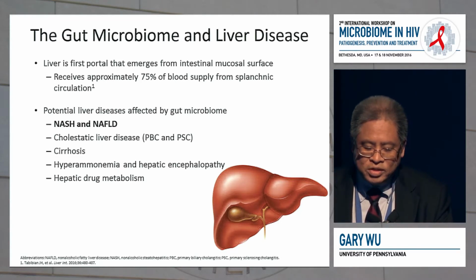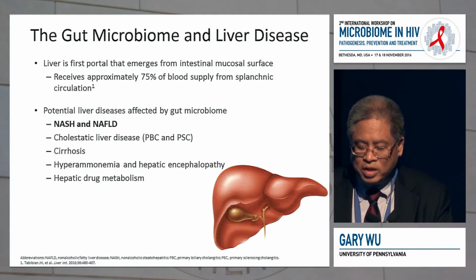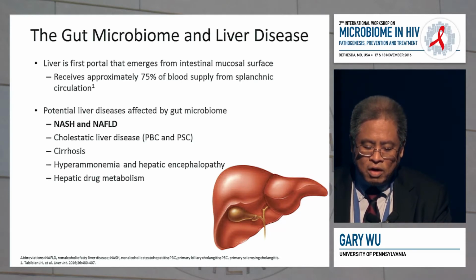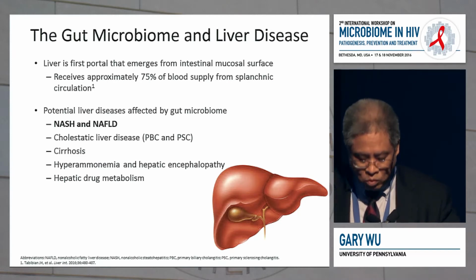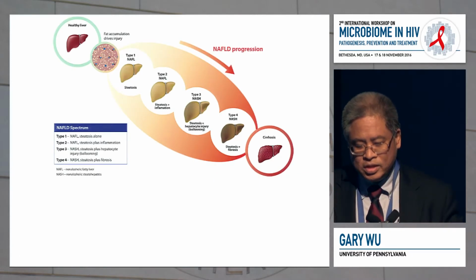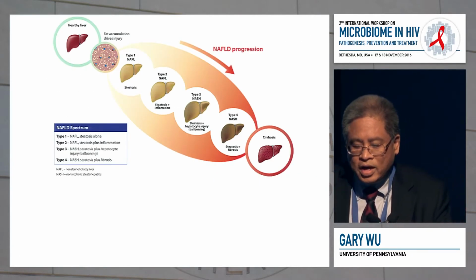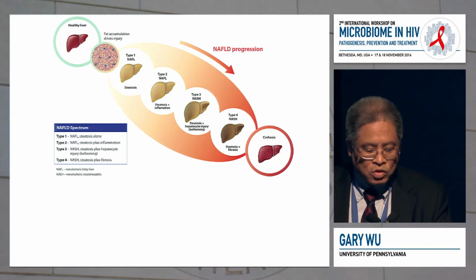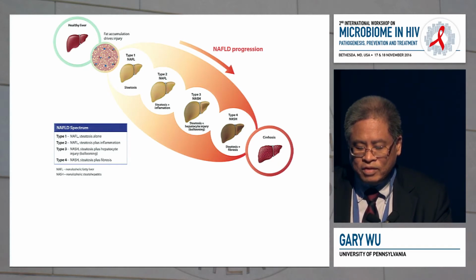So the liver receives 75% of its blood supply from the portal vein. And so that means that a lot of things that are produced by the microbiota actually influence the liver. And because of this, there are interactions between the microbiota and many different types of liver diseases. And you could spend an entire session talking about any one of these different types of diseases. But let me just focus on NAFLD and NASH, so non-alcoholic fatty liver disease and non-alcoholic steatohepatitis.